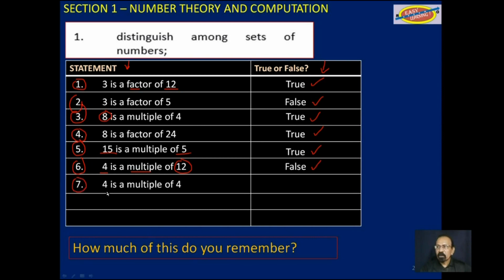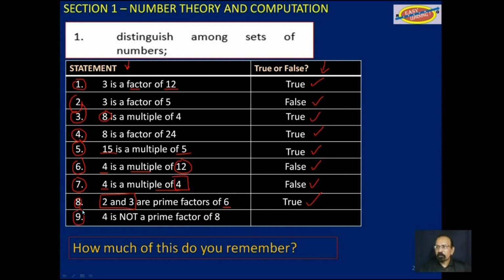Statement 7. 4 is a multiple of 4. Now, this one is very tricky. If you multiply 4 by 1, we will get 4. But that is not a multiple of 4. We have to multiply by at least 2. So this statement here is false. Statement 8. 2 and 3 are prime factors of 6. Okay, can we divide 6 by 2 without a remainder? Yes. Can we divide 6 by 3 without a remainder? Yes. Are these prime numbers? Yes. So the answer to this one is true. It is a bit complicated, but it is true.